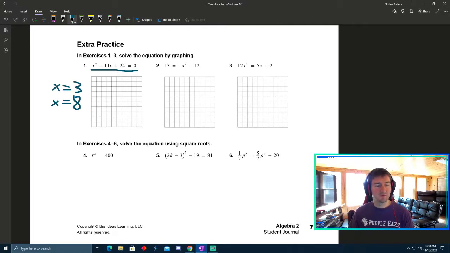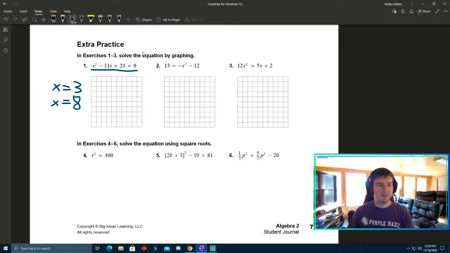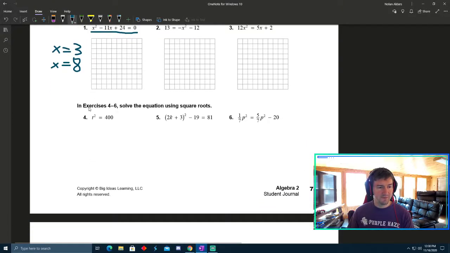Pretty straightforward. You just plug it into Desmos or into your graphing calculator and figure out where it crosses the x-axis. Here's the x-axis right here. Wherever it crosses the x-axis, that is where you're going to have your answers. So x equals 3 and x equals 8. All right, let's take a look at our other method. I'll leave numbers 2 and 3 here for y'all to try out on your own. All right, this next method, we're going to use square roots.